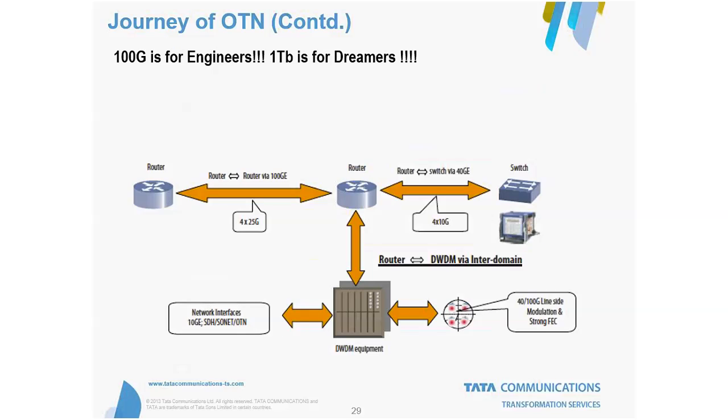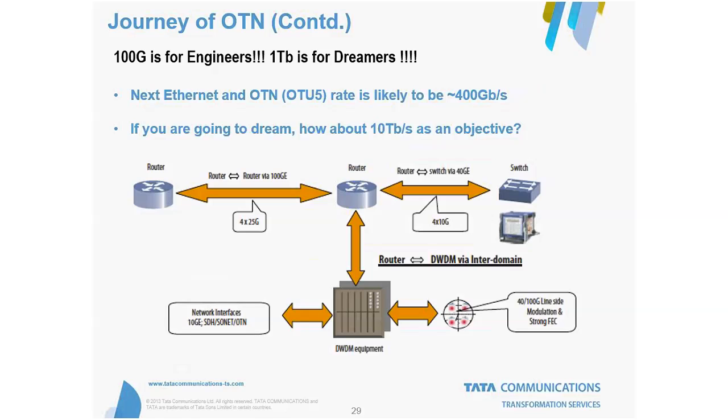100G is for engineers, 1 TB is for dreamers. This was an old saying, I would say, because people who work on the equipment have already started using cards of 100G, 200G, and even 500G. Now we've got cards for 1 TB from companies like Infinera. And if 1 TB is for dreamers, then what about 10 TB as an objective?